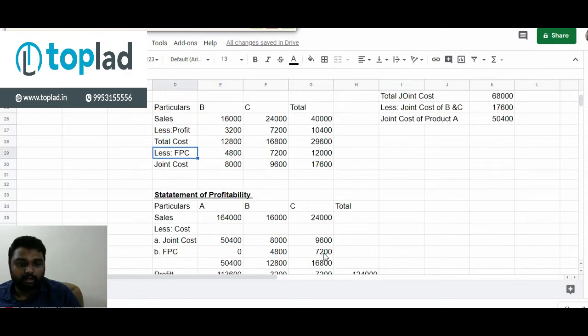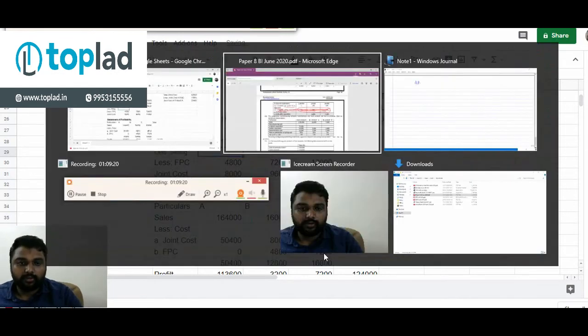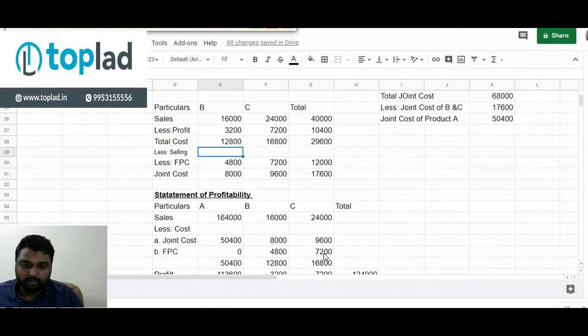after the total cost, there will be one more item called less selling expense also. Less selling expense, which will be 20%.